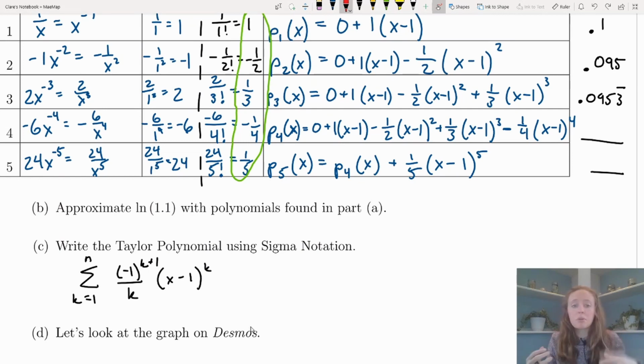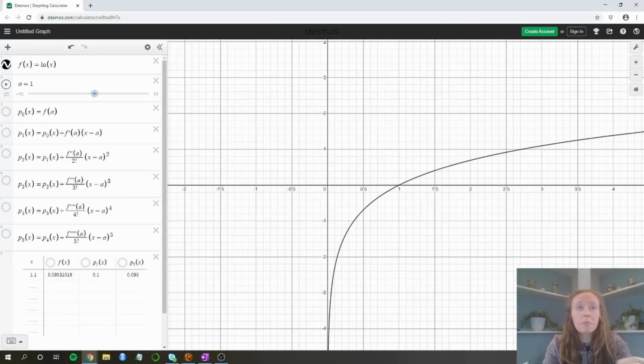So let's go ahead and pull up Desmos so that we can see this in action. Now I have this linked so I can put it in my video description, and you can see from here I have my function f of x equals the ln of x, and we're centering around an a value. P sub 0 of x is just going to be f of 1, which we calculated to be 0. So when I click on this to show the graph, you can see that blue line pops up.